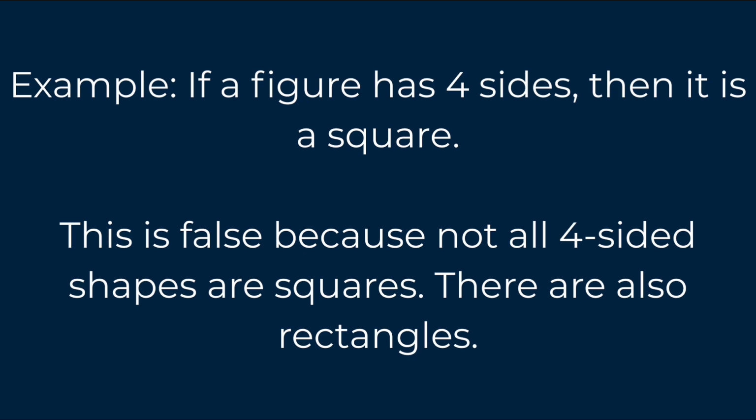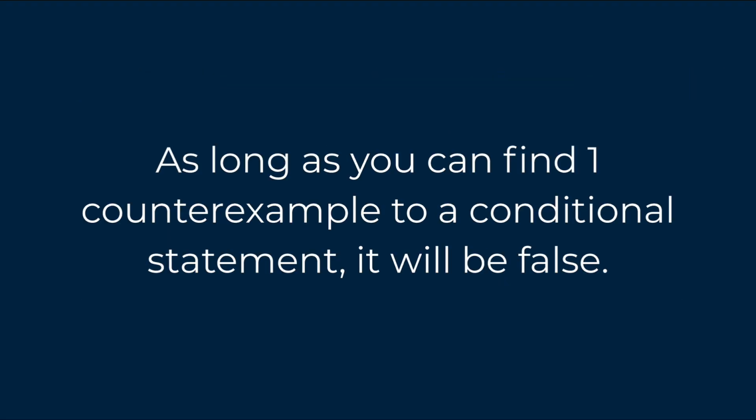But let's take this example. If a figure has four sides, then it is a square. This is false because not all four-sided shapes are squares. There are also rectangles. There are also rhombuses and kites and trapezoids. Notice that there are a lot of counterexamples to this conditional statement, but since we only need one, rectangles are enough to determine that this conditional statement is false, since the hypothesis is true, but the conclusion is false. As long as you can find a singular counterexample to a conditional statement, it will be false.